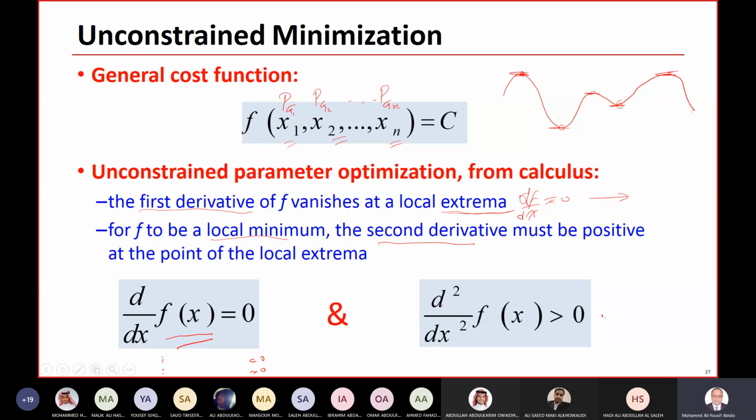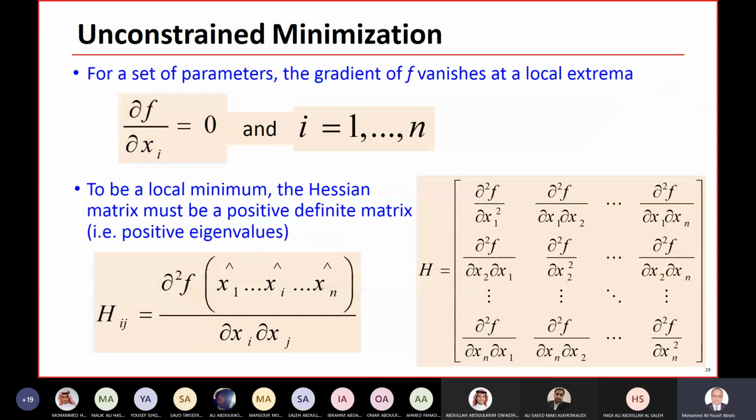And in this case, you have a number of equations you need to solve. Not only one solution, not only one equation. So for a set of parameters x1 up to xn, the gradient of f vanishes at local extrema. Partial f by partial xi equal to 0, i varies from 1 to n. So you have here n equations, n number of equations.